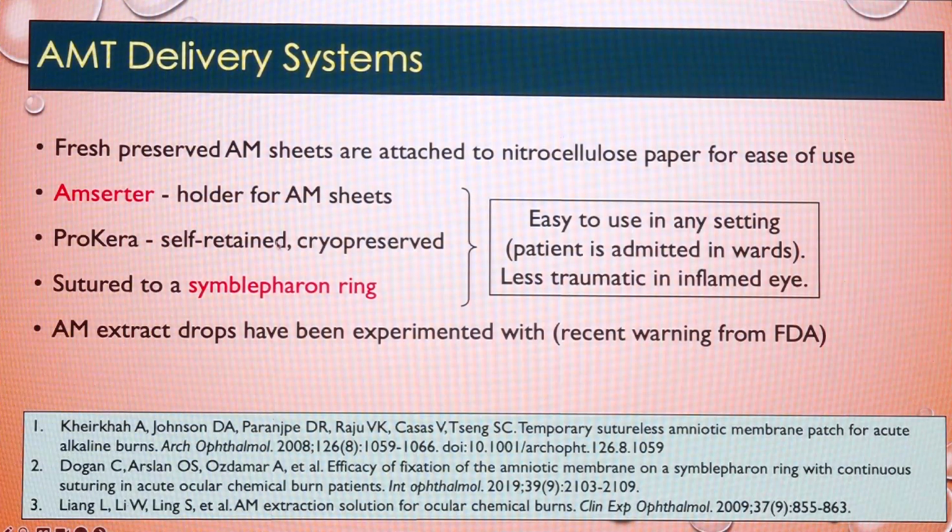The delivery system says freshly prepared. We are attaching it to nitrocellulose paper for ease of use. Amsarter, Procera, we can just use it like a contact lens, so it helps in keeping it attached to the surface. Also, you can maintain the fornices along with it. And people have been experimenting with amniotic membrane extract drops, but there has been some regulatory warning from the FDA.